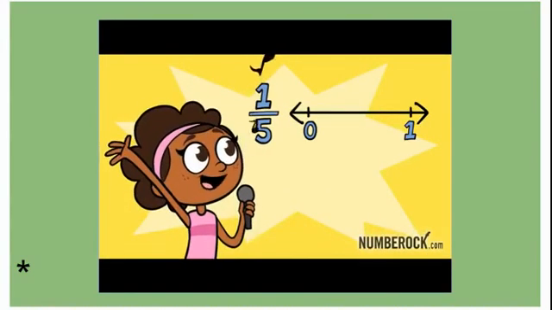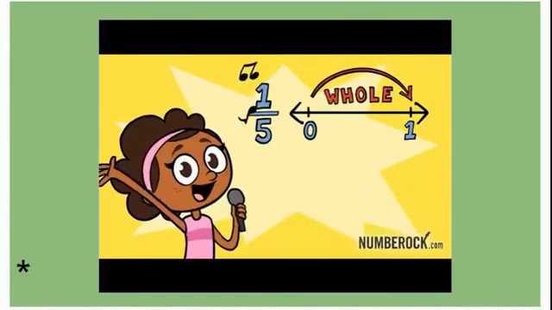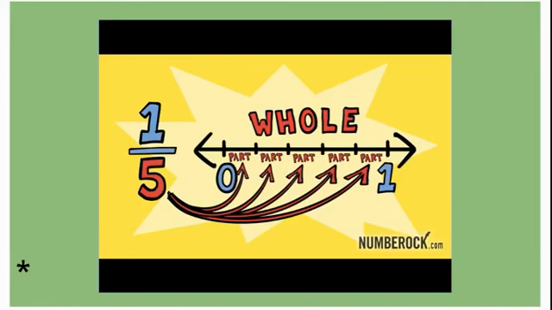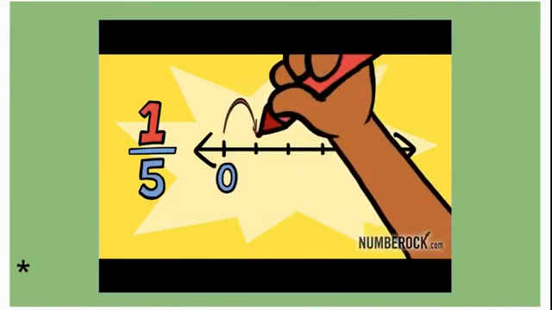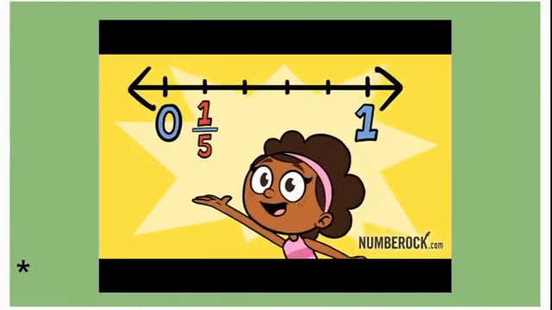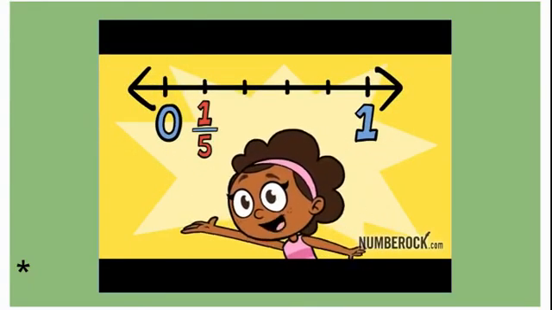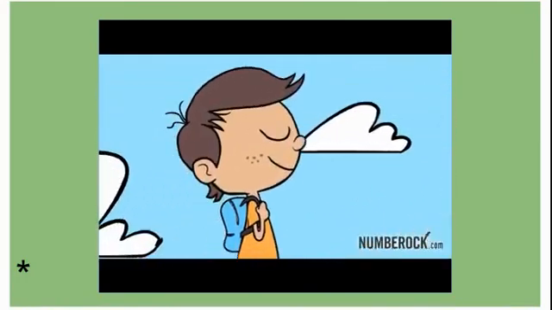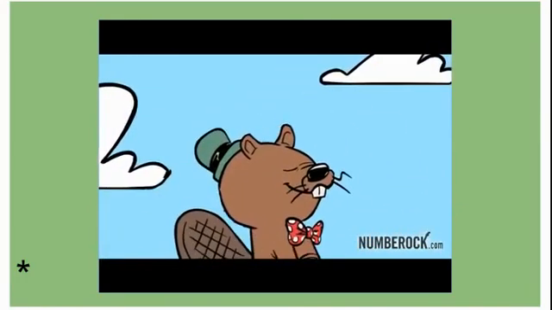0 to 1 is the whole that we split apart. The denominator tells us into how many parts. Make a line that starts from 0 to the first mark, and 1/5 is what you'll find when you get that far. When you get that far, yeah.